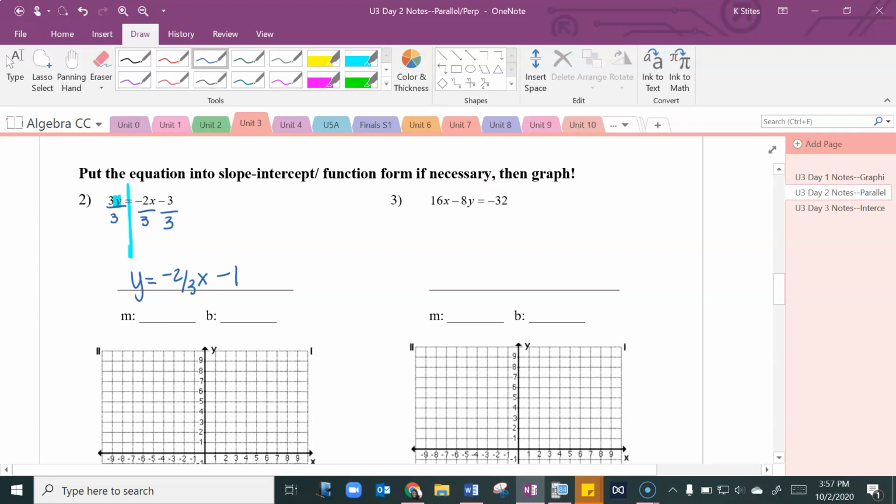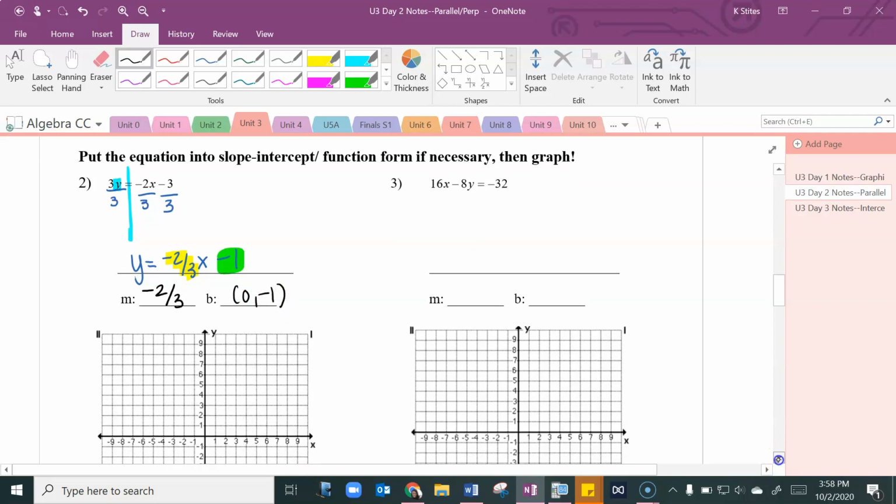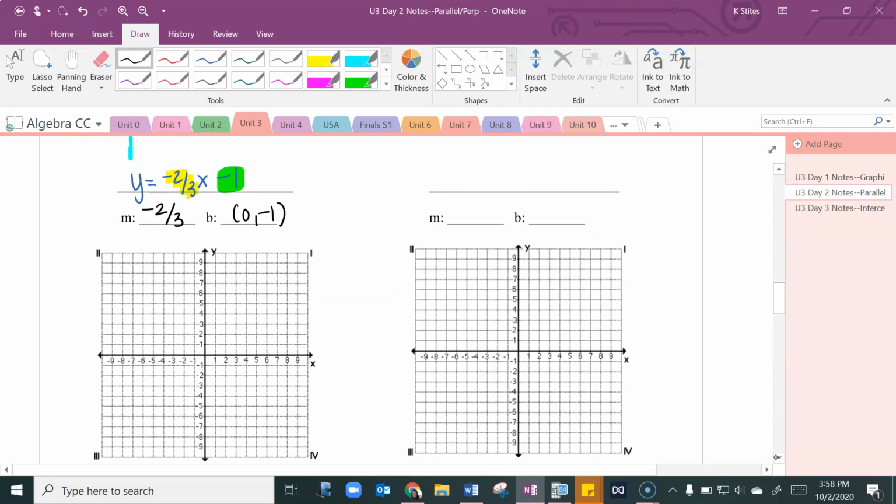Now I'm ready for my next step, which is to identify m and b. My m value is what's with x, so that's -2/3. My b value is my number that's being added or subtracted. Make sure you put your 0 comma. All right, and now I'm on to my graphing portion. Plot your b value on your y-axis, so down here at -1.